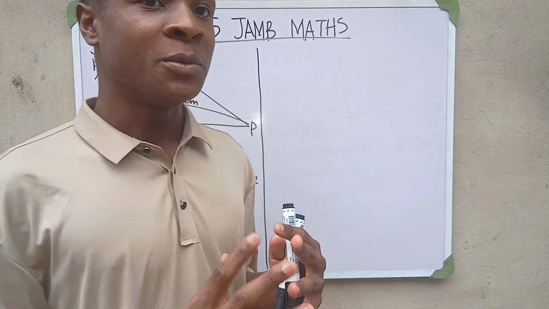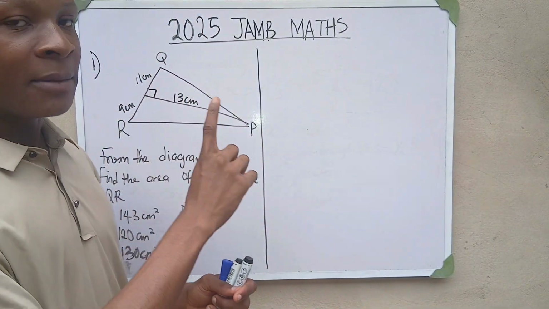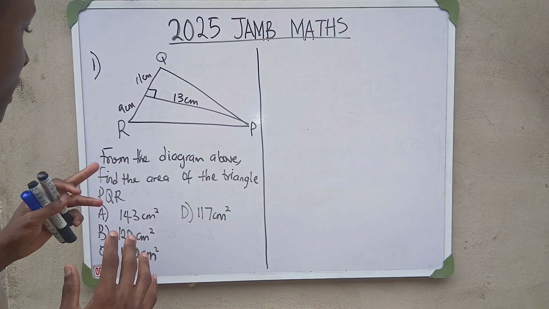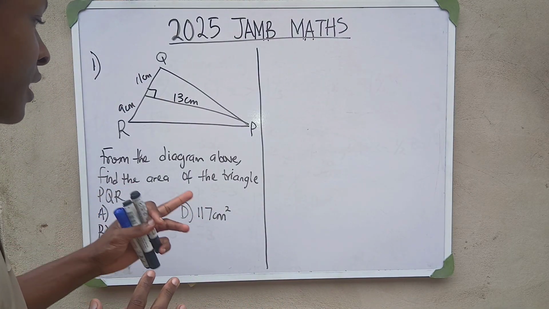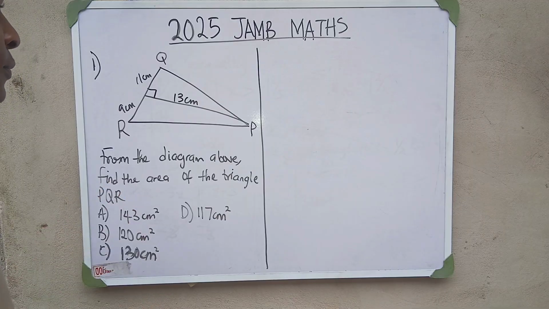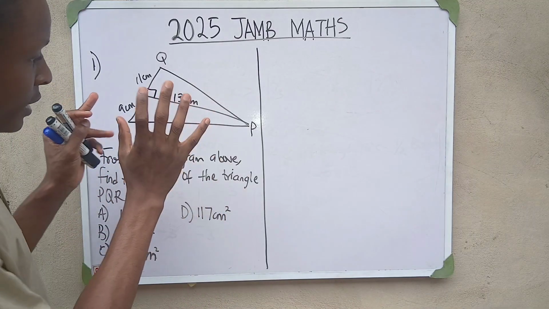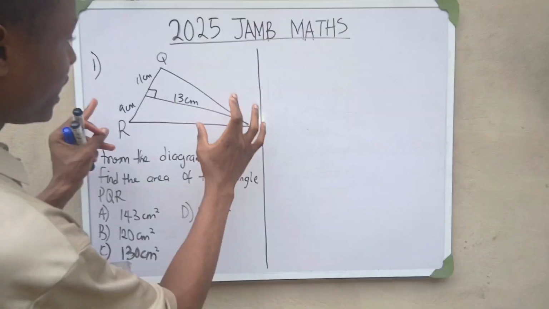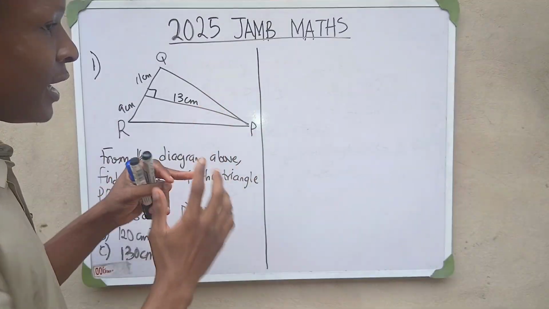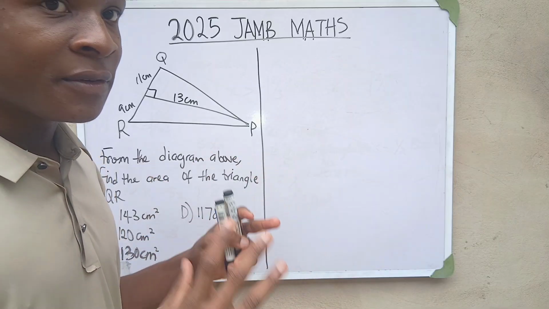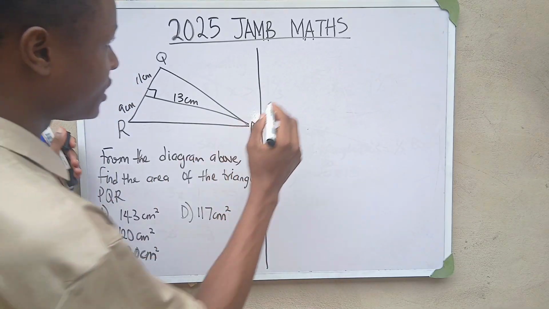In today's video, we'll be solving the 2025 JAMB maths past questions. Now the number one question says, from the diagram above, find the area of the triangle PQR. If you look at this problem, if we tilt the triangle in a way that we can get the height and the base from the triangle, it will be easier for us to solve. Now let's tilt the triangle.